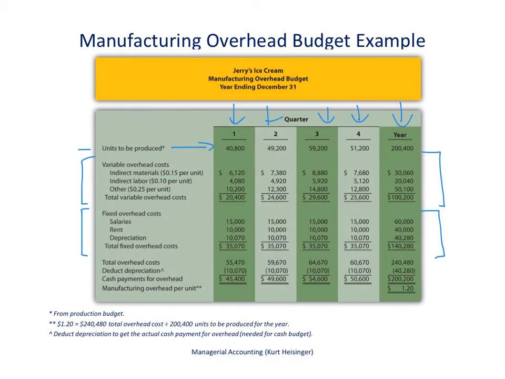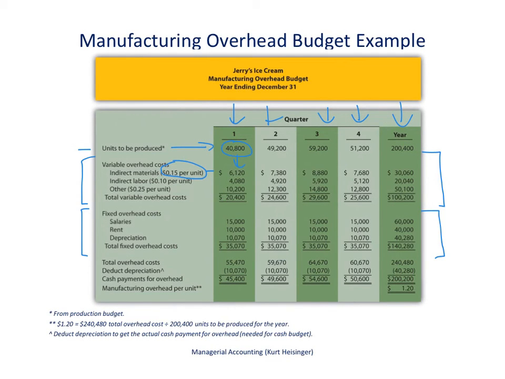So let me just point out the first line item here, variable overhead costs for indirect materials. To find the cost for the first quarter, we take the 15 cents per unit that we expect to incur for indirect materials and multiply it by the number of units. That gives us the cost for indirect materials for that quarter. So 40,800 units times 15 cents per unit gives a total cost of $6,120. We use that same process for all variable costs. I'll just go through that one, but it's the exact same process for all of them: multiply the number of units for the quarter times the cost per unit.